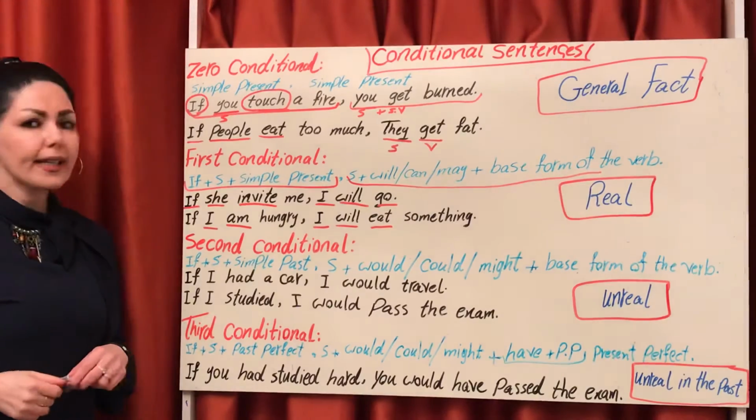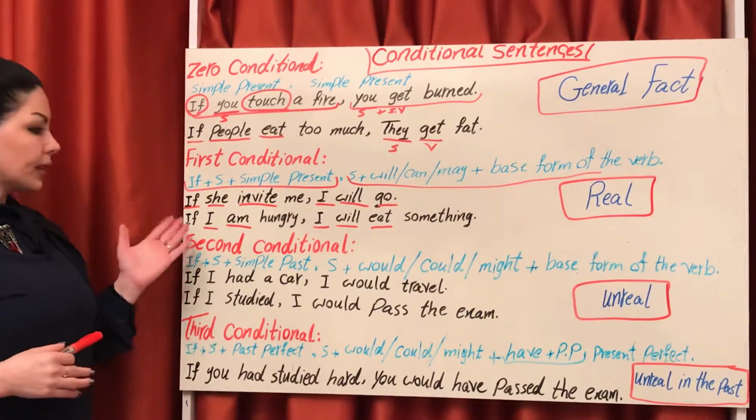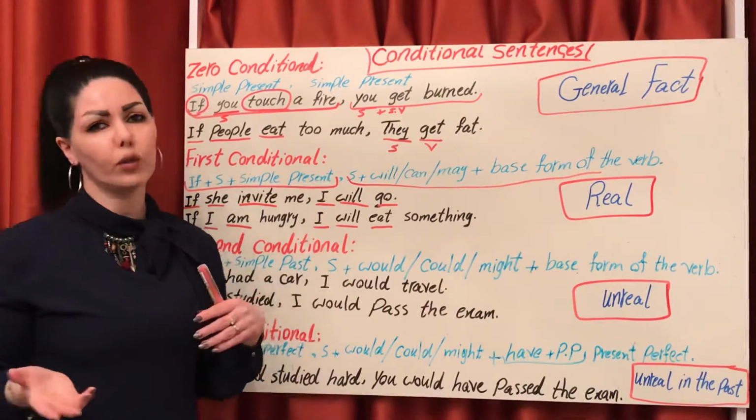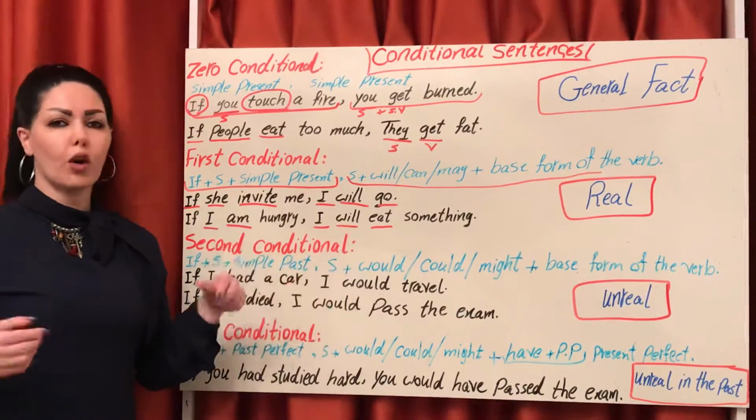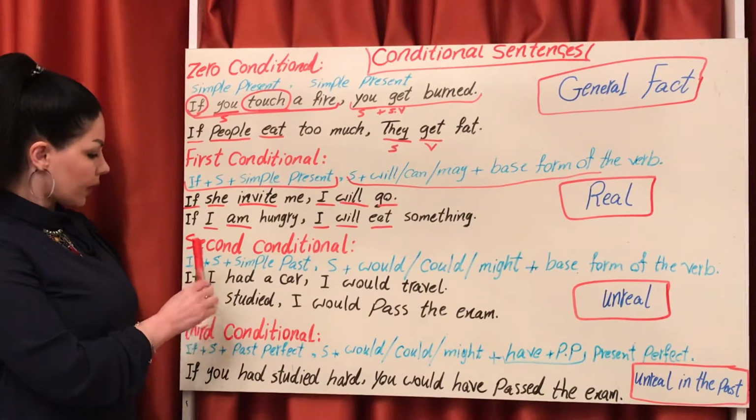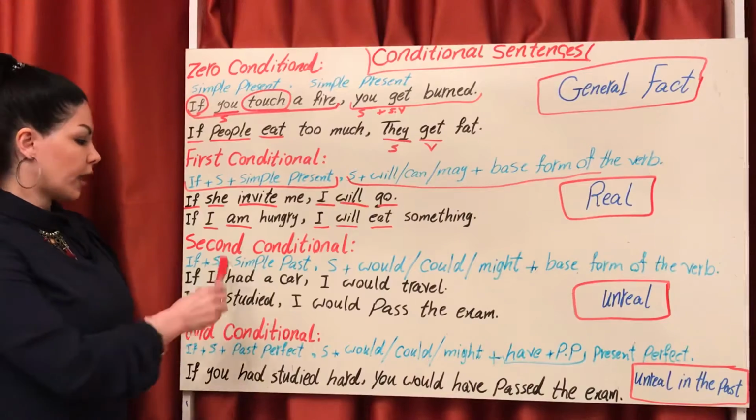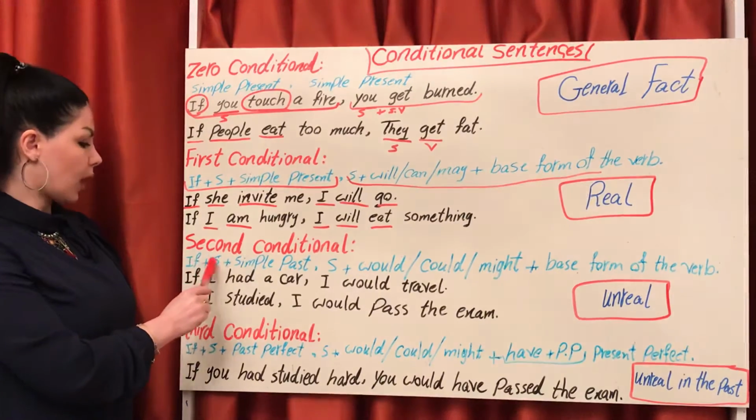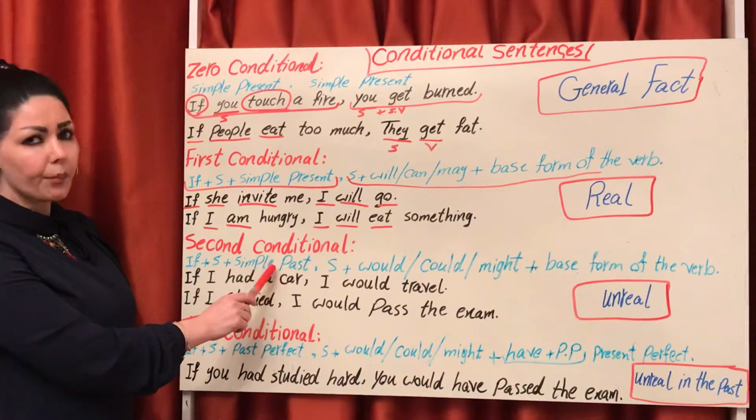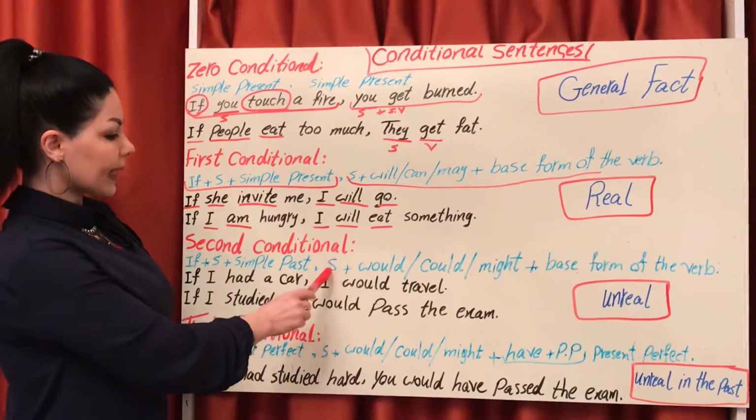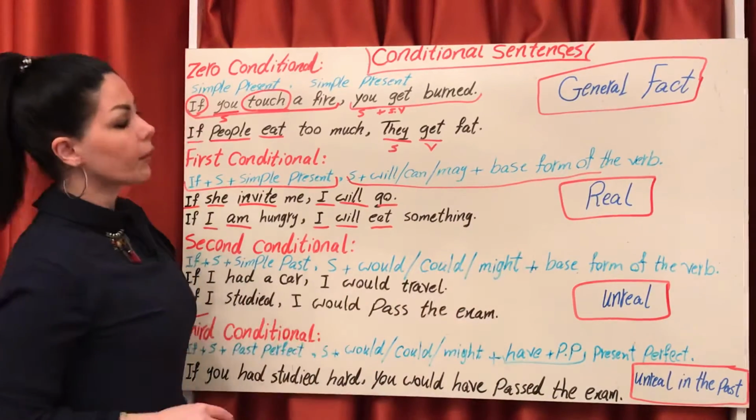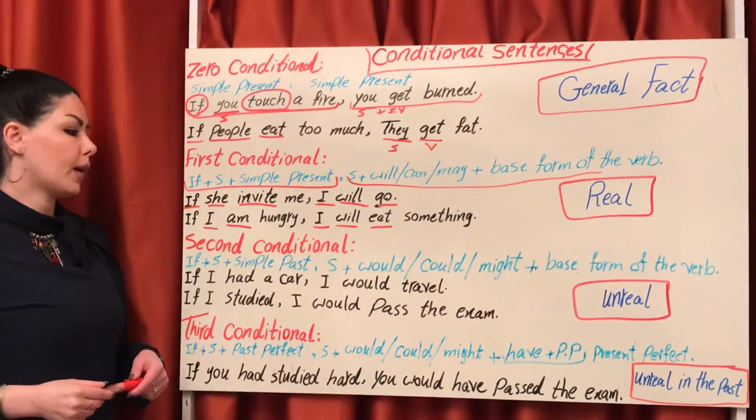Number 3, second conditional. We use this conditional for unreal situations in the present or future. What is the structure? For the if clause, if plus subject plus simple past. Here, simple past. For the main clause, subject plus would or could or might plus the base form of the verb.